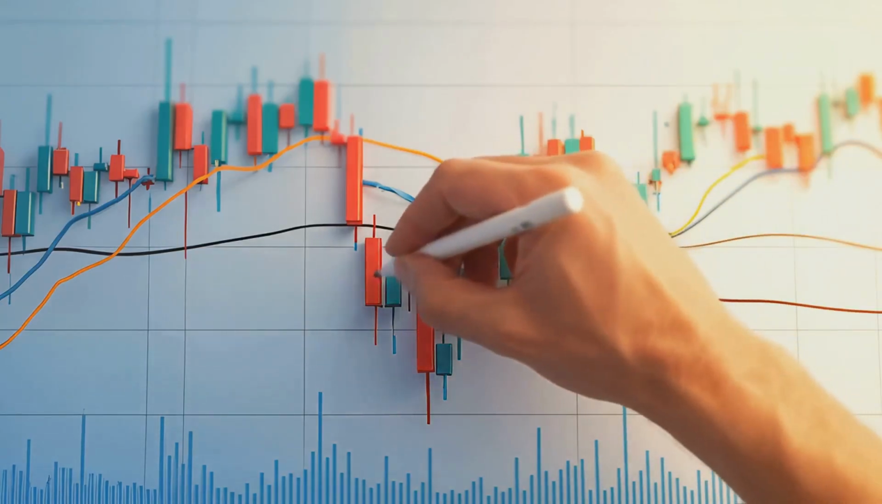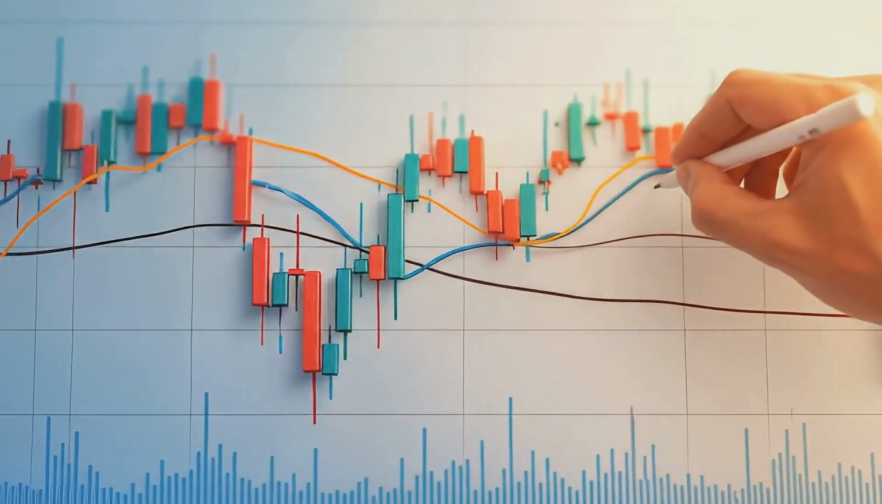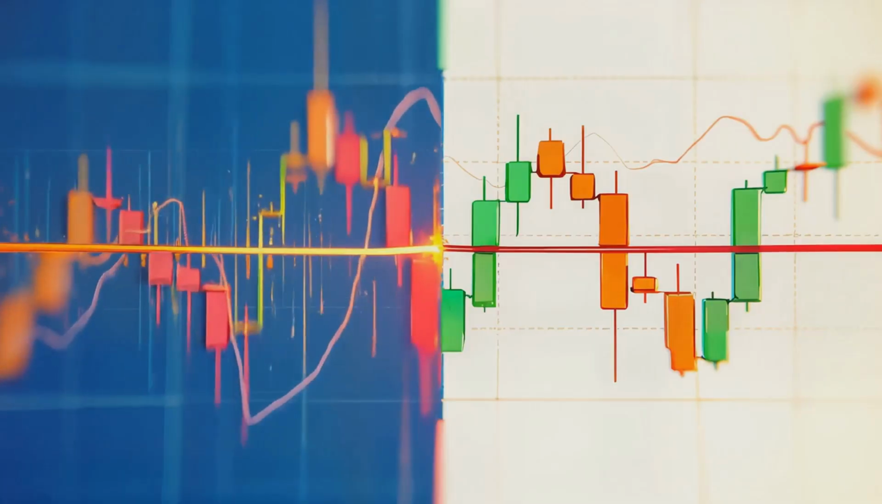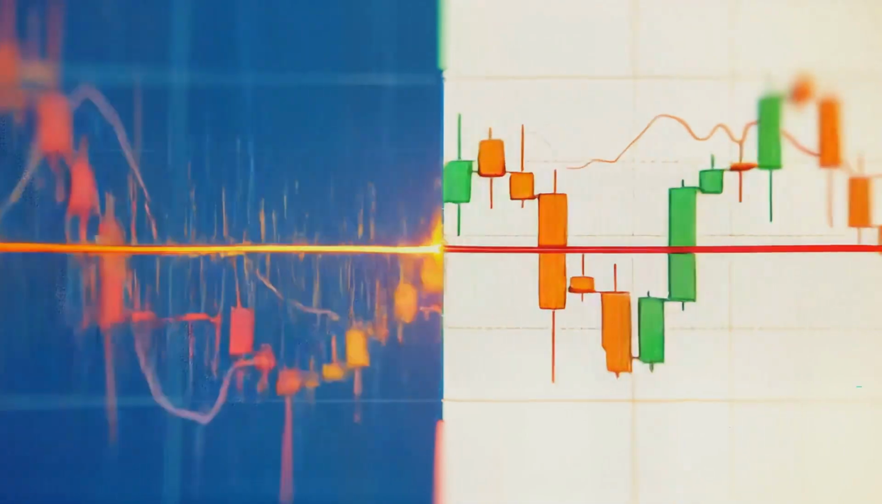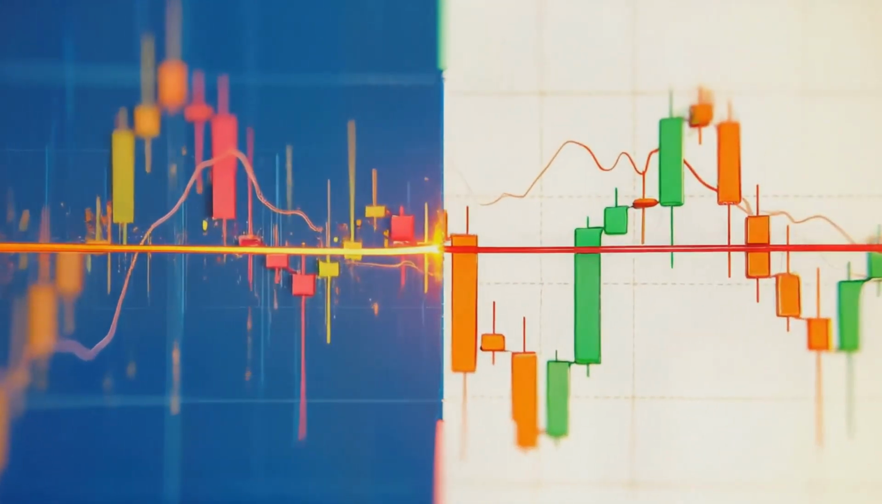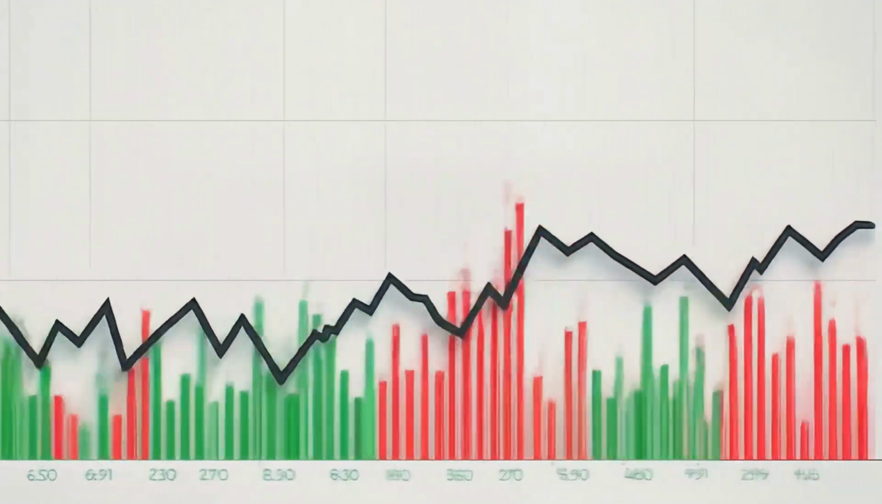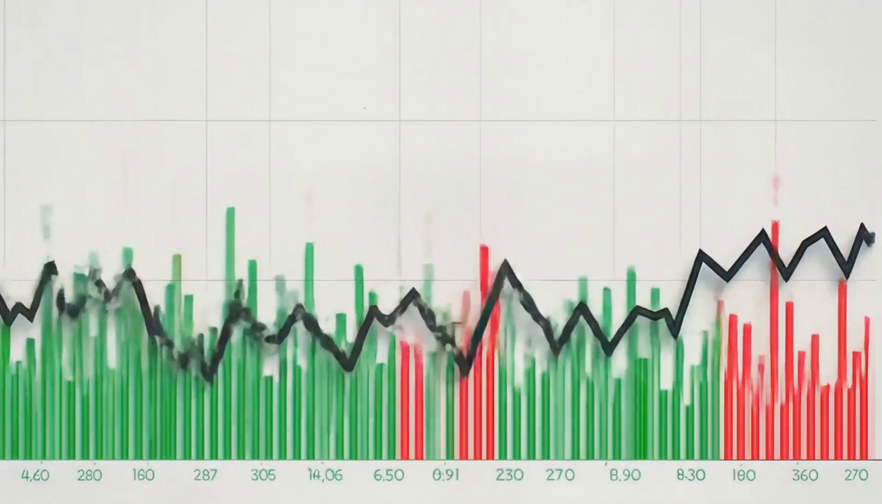Next, the MACD. Utilize MACD to identify shifts in momentum. A MACD crossover aligning with a support or resistance breakout enhances signal reliability, providing greater confidence in market entries or exits. Lastly, volume analysis. Validate price movements with corresponding volume changes.